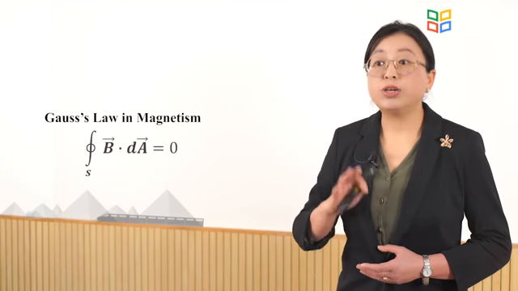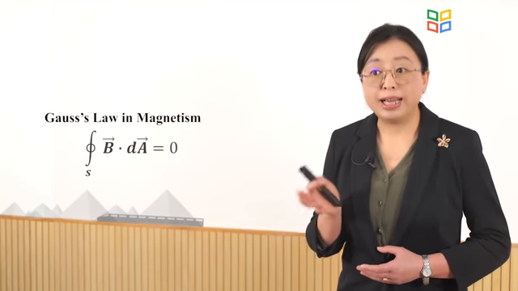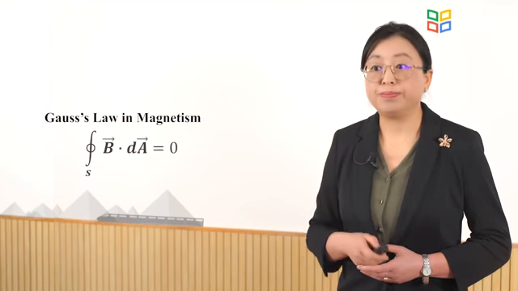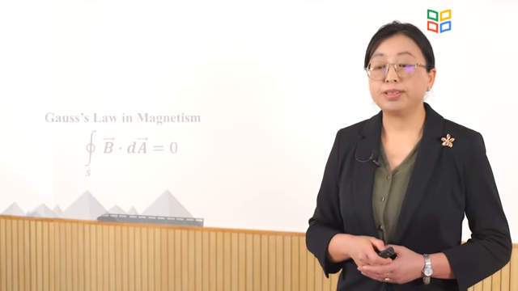This statement also indicates that isolated magnetic poles have never been found in nature. The magnetic field we are exploring is the field of free space. What if there are magnetic materials in space? Let's explore it next lecture.